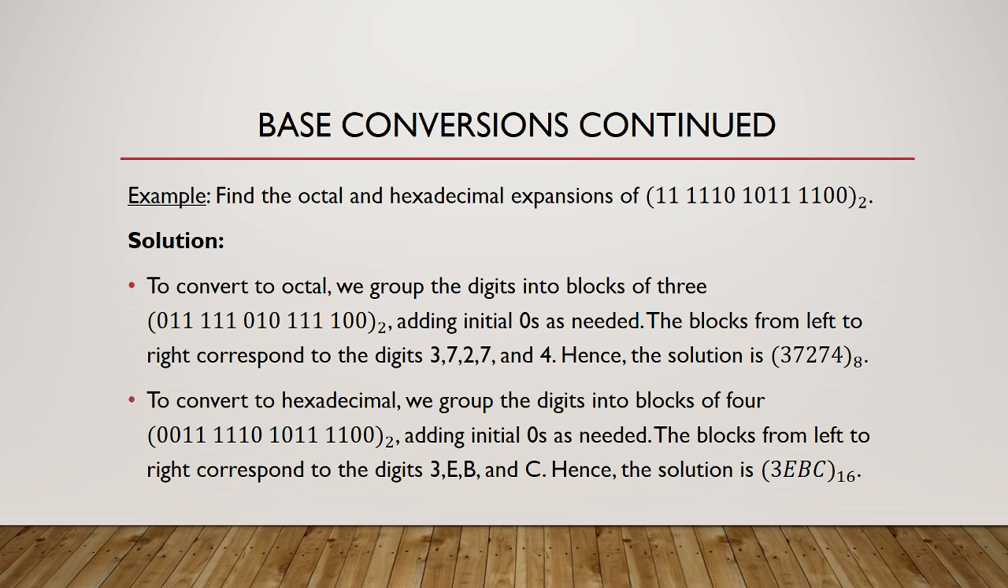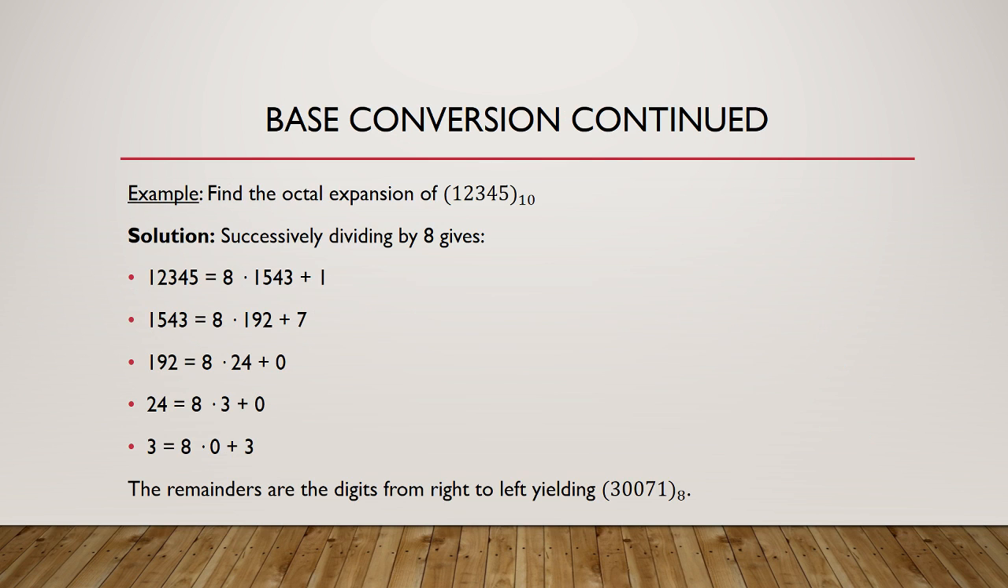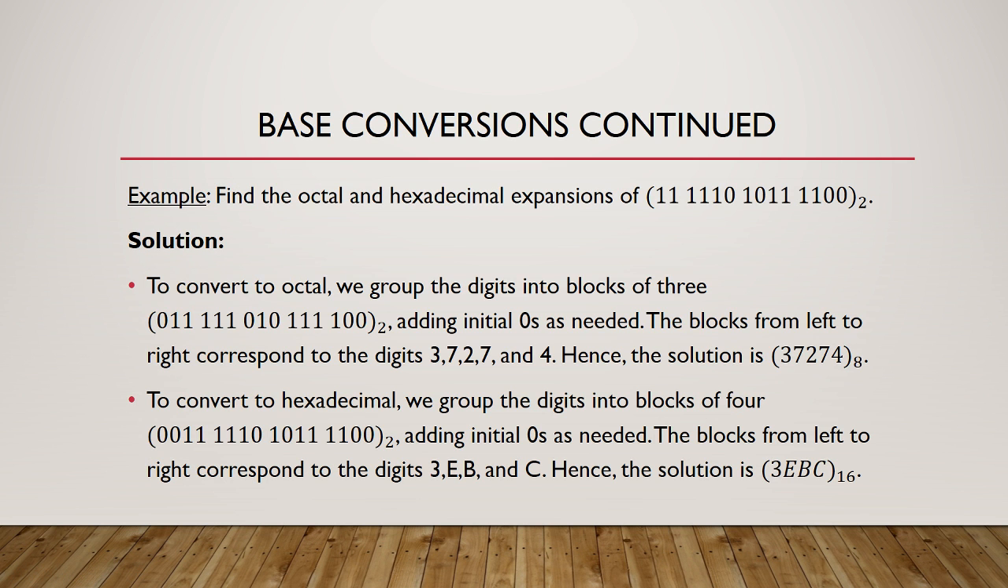Continuing, we want to convert to octal. It's very, very similar, except that you want to group into groups of 3. So as seen here, 011, when converted, ends up being 3. 111 ends up being 7. 010 ends up being 2. 111 ends up being 7 again, and 100 equals 4. So you just simply break it into those parts, and then you get your base 8.